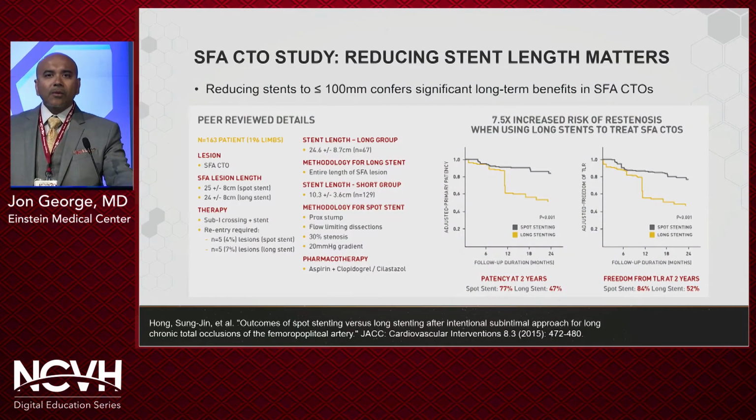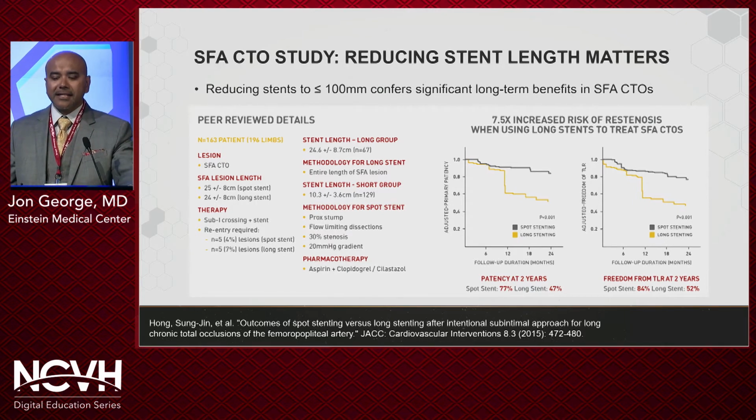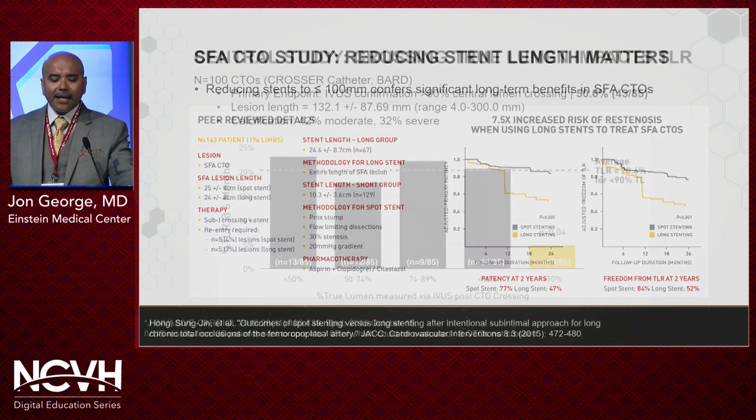So let's look at what we know about the data in CTOs in the SFA. If you look at the data that we have in this particular study published in JACC Interventions, you see that the patency drops off significantly after 12 months depending on the length of the lesion. So if you have long stenting segments greater than 100 millimeters, you have a significant drop-off in primary patency after those first 12 months. And so here comes the push for shorter stenting and maybe spot stenting and decreasing the stent length. And how can you do that?